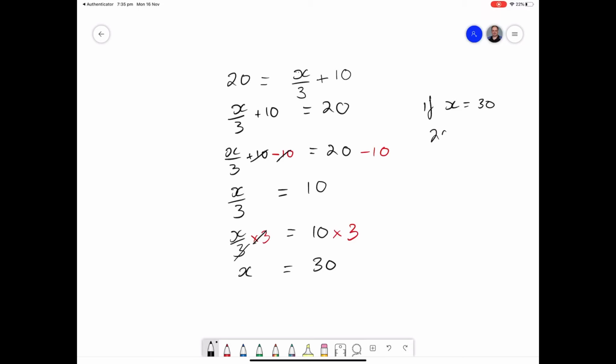So if x equals 30 in the equation, and I'll put it back the original way, which is 20 equals x over 3 plus 10. So we will have 20 being equal to, let's put the value of x in, 30 divided by 3 plus 10. 20 being equal to 30 divided by 3 being 10 plus 10, and then 20 being equal to 10 plus 10 being 20. Are they equal? Yes, they are, so that is now solved.